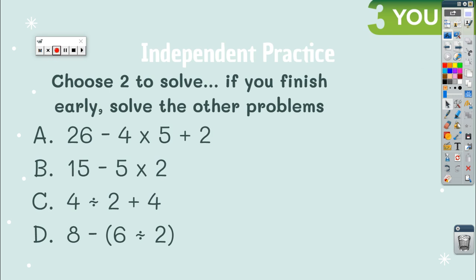So what I want you to do now is choose two of these problems below to solve. If you finish, go ahead and solve the other problems. If you get stuck, ask your teacher for help.